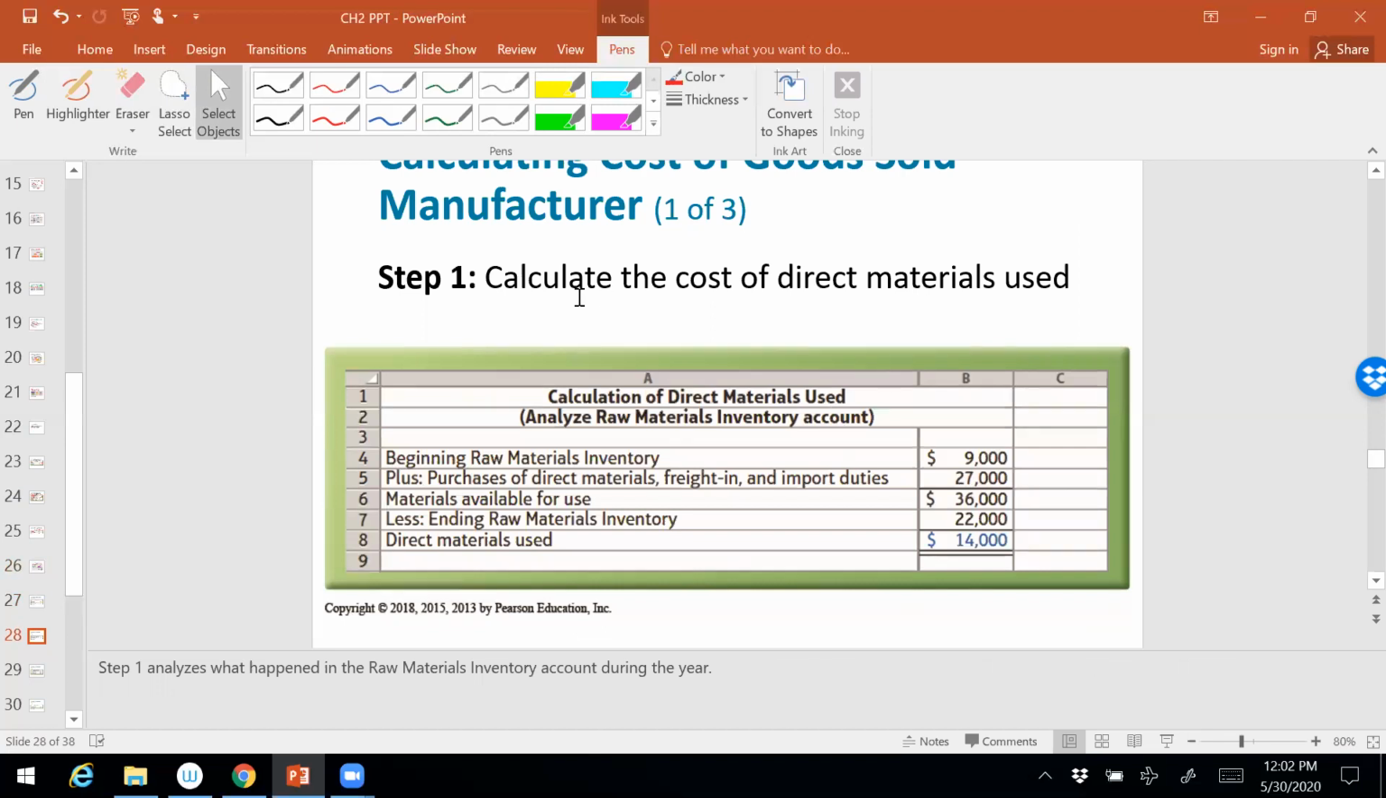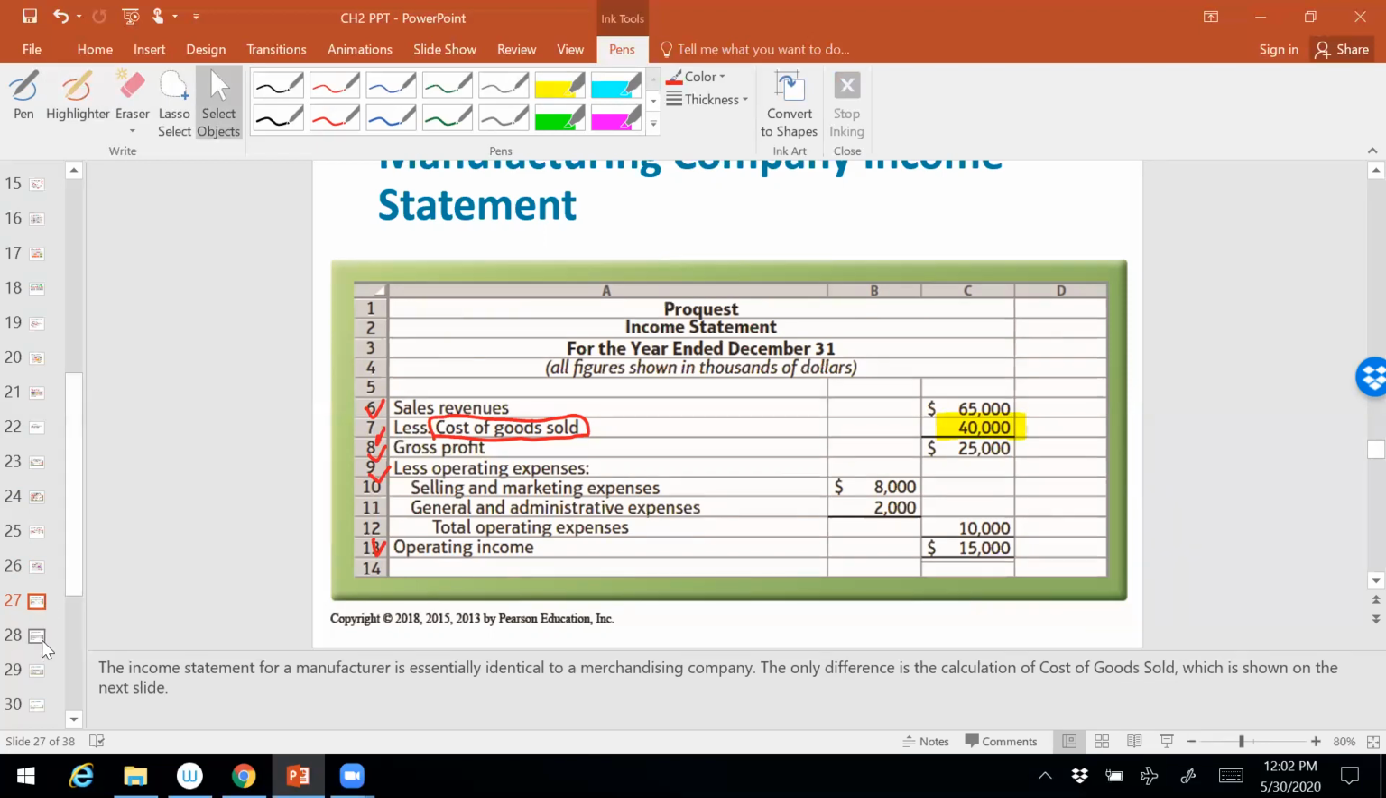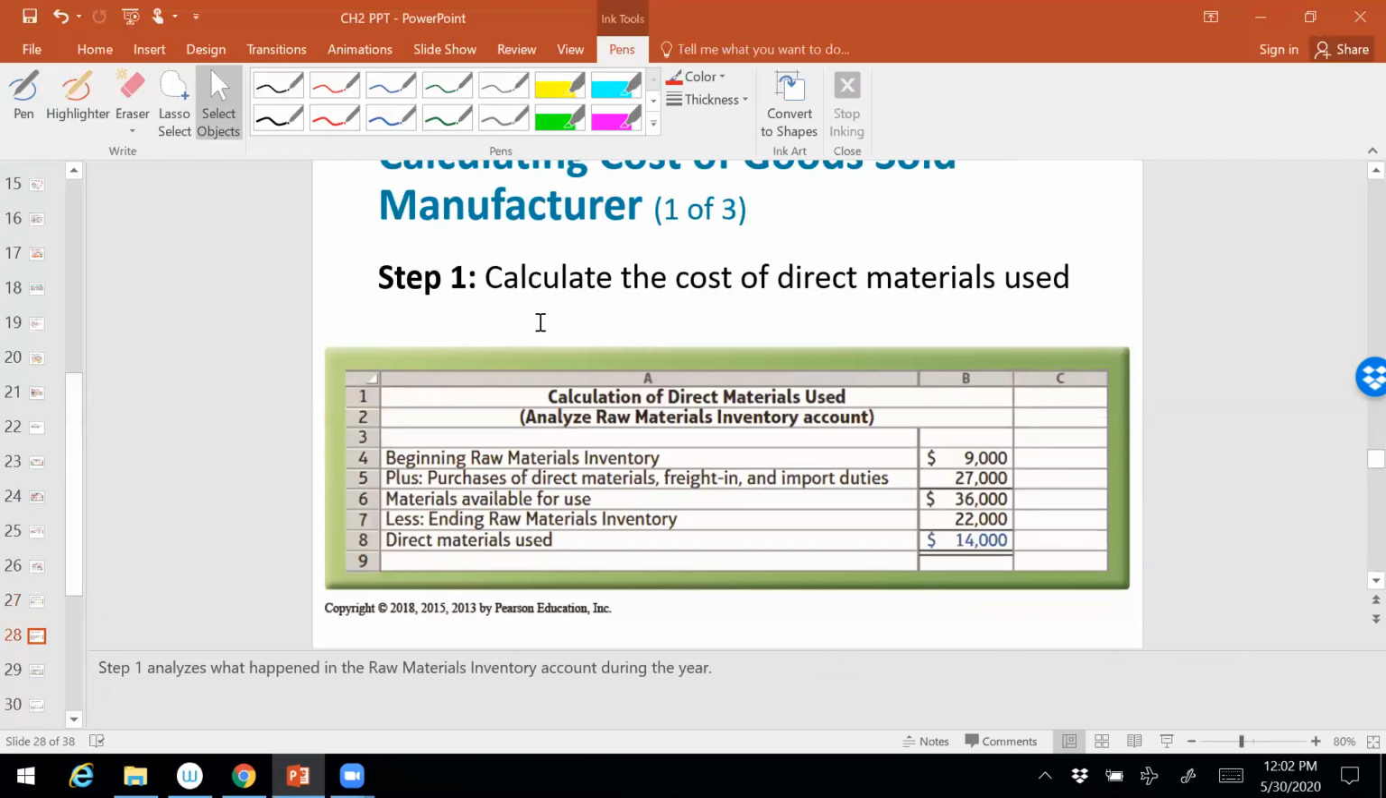We start from the very beginning. You want to get cost of goods manufactured, you need to get the raw material used. So we start from step 1: calculate the cost of direct material used. We calculate the direct material and how much is used for this product. Then we can add our direct labor, we can add manufacturing overhead, we get the cost of this product.